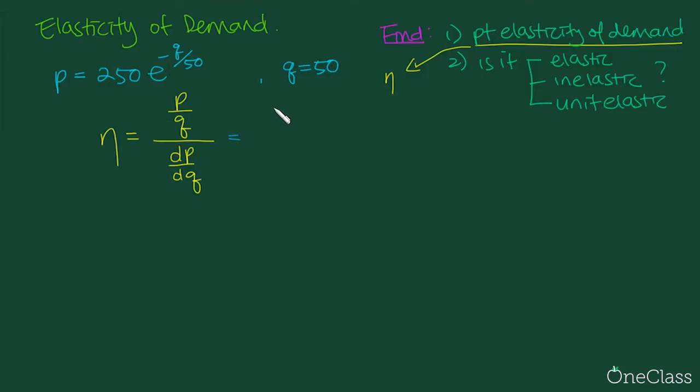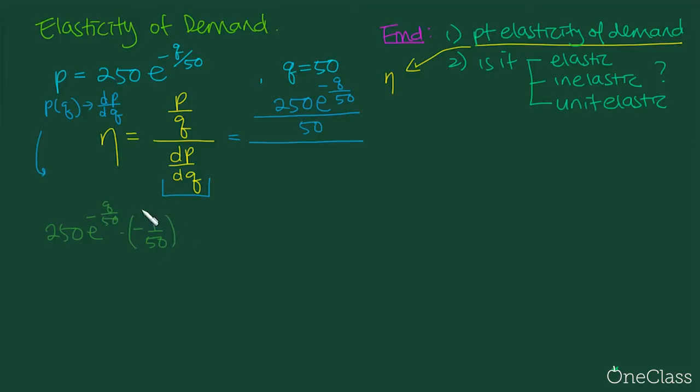So price is 250 e to the power of negative q over 50, and the quantity that we are interested in is 50. Here, this is the derivative of this function with respect to variable q. Obviously, this function is in terms of q, so we can take the derivative with respect to q. On a side note, this will be 250 e to the power of negative q over 50 times negative 1 over 50, as a result of the chain rule.